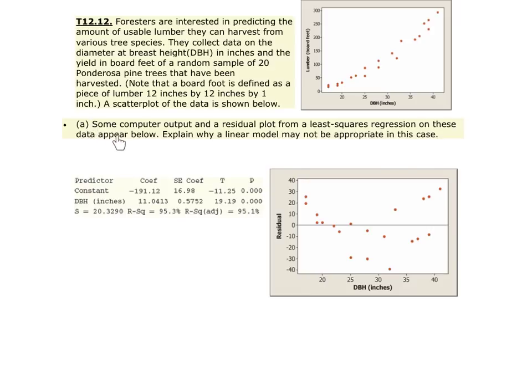Part A. Some computer output and residual plot from a least squares regression line on these data appear below. Explain why a linear model may not be appropriate. So what we're seeing here is the scatter plot. Here's the residual plot, remember, of the errors, and the computer output. Why may it not be appropriate?